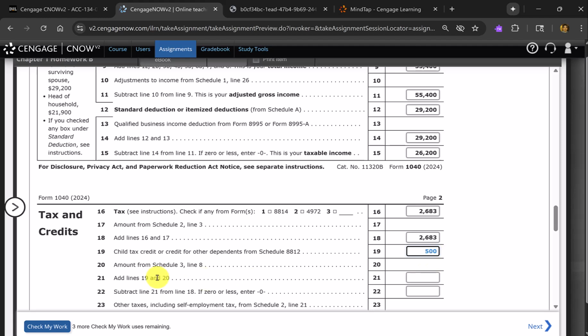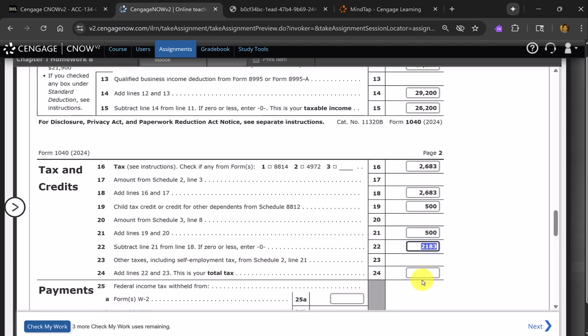Adding it to any credits on Schedule 3, which we don't have any, to get the total credits, from which we're going to subtract that out from the tax. That's tax in line 21 minus the credit in line 18. And can I do this in my head? I think I can. 2183. Let me select that amount because that's the total of all the taxes reported on this tax return. Nothing here in line 23.